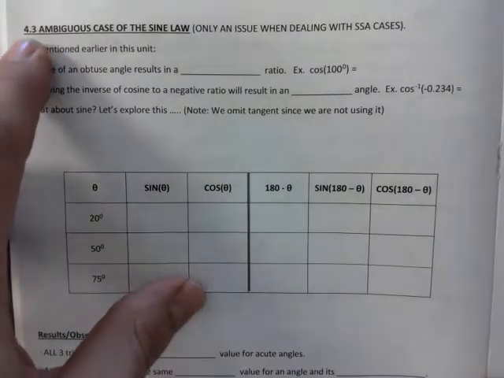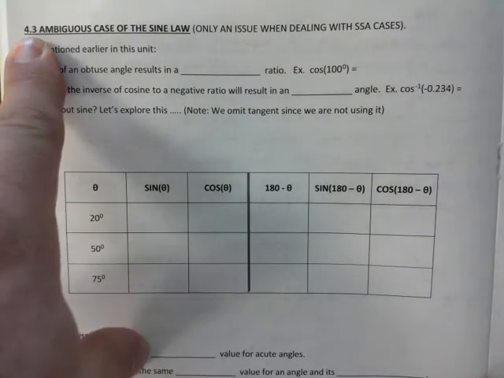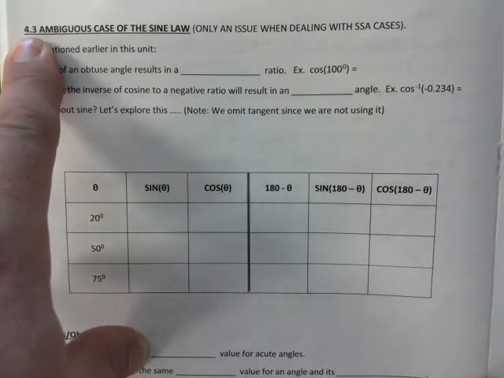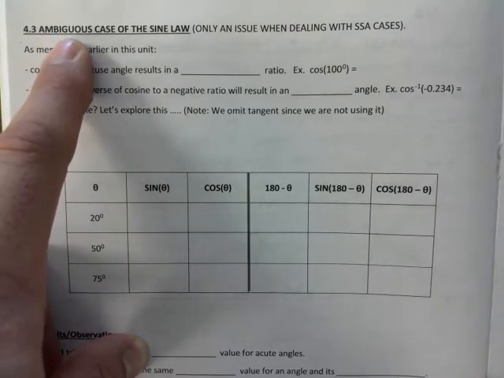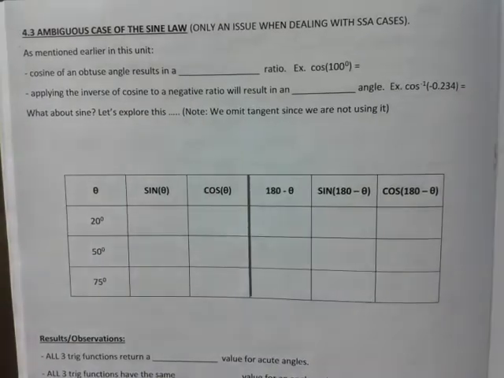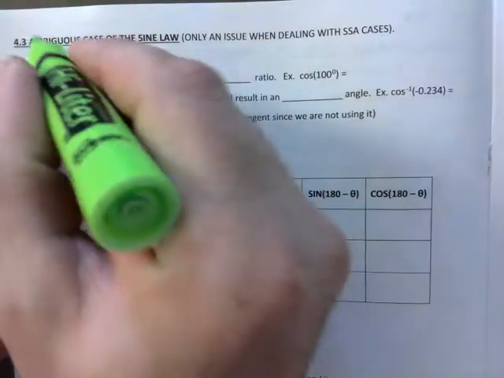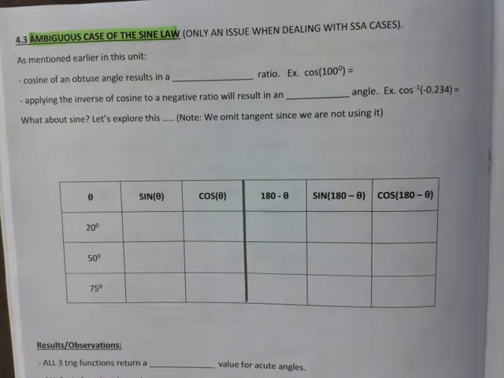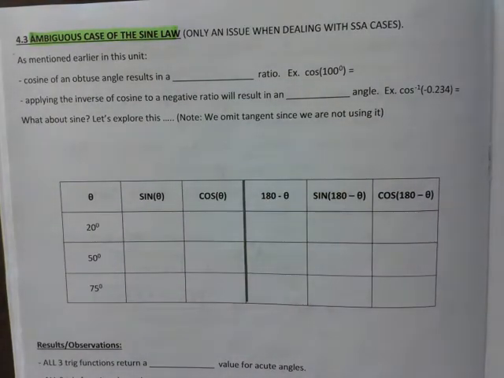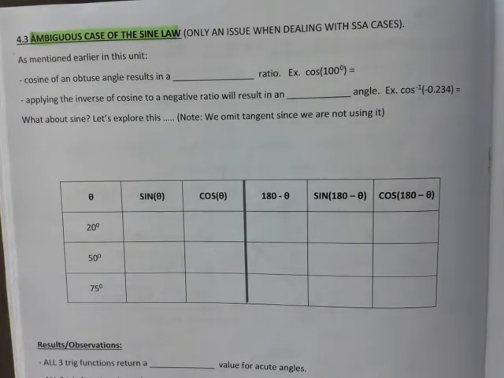But when you go to 4.3 in the textbook, remember chapter 3 and 4 are both dealing with trig. But in 4.3, we're told that there's an ambiguous case of the sine law. Remember, it's not saying cosine law. It's just a problem when the scenario you're dealing with involves the use of the sine law, meaning you somehow come up with a pair.